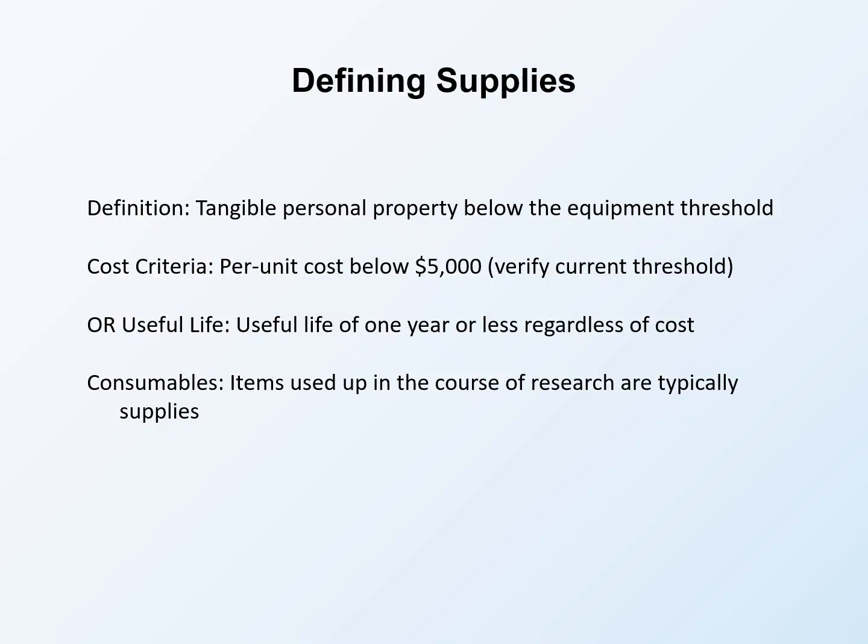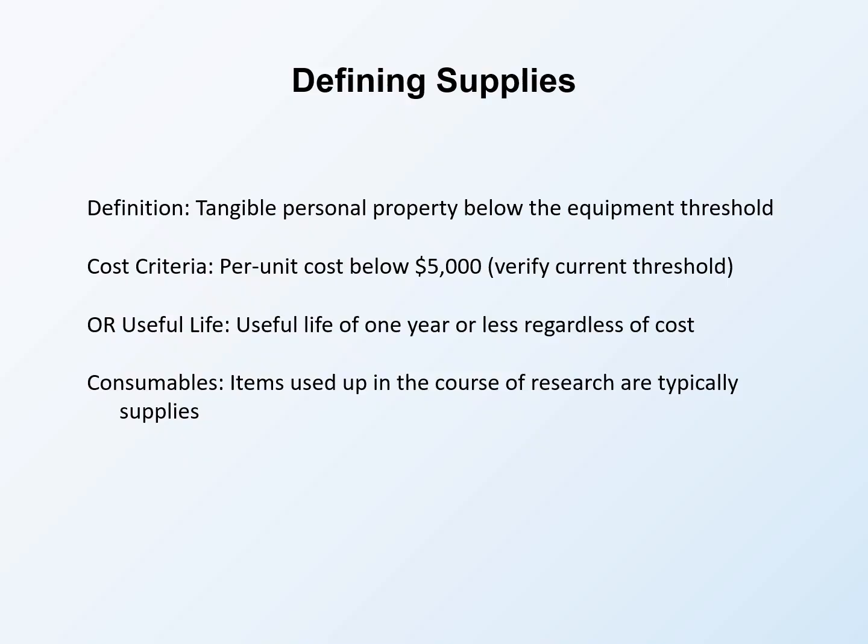Supplies is the category for tangible property that does not meet the equipment definition. Understanding what qualifies as supplies helps you classify purchases correctly. Supplies are defined as tangible personal property that does not meet the equipment threshold. This broad category includes everything from office materials to laboratory consumables to minor equipment items that fall below the equipment cost threshold.